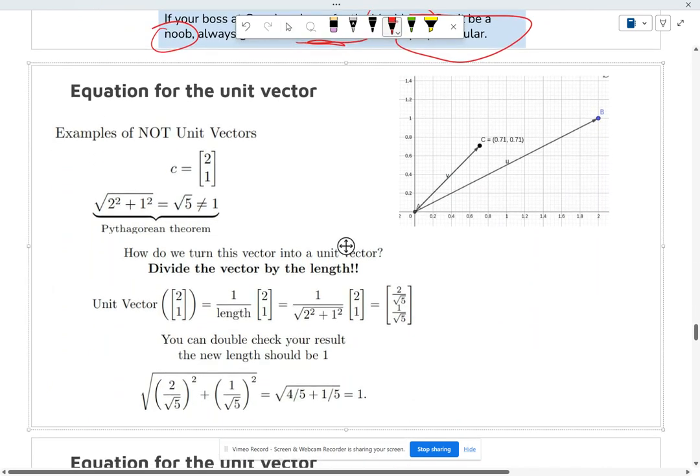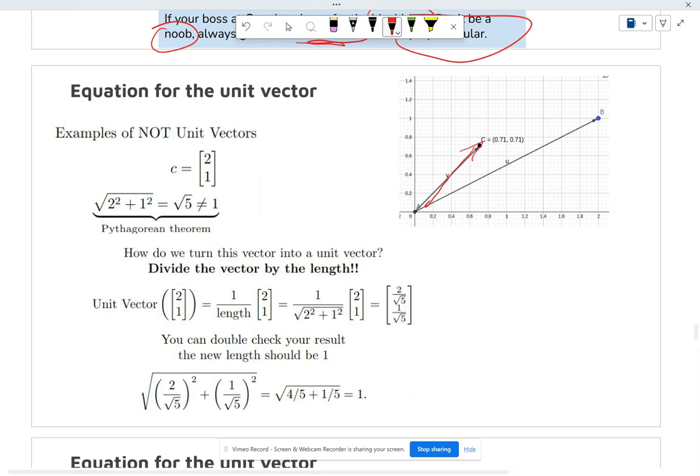Okay, so what's the equation for the unit vector? How do you scale this vector back? Well, the way you can do it is divide the vector by the length. So for example, this is the vector 2, 1 right here. You calculate the length, which is right here, the square root of 5. And you divide the entire vector by the square root of 5. So it's 2 divided by the square root of 5 and 1 divided by the square root of 5.